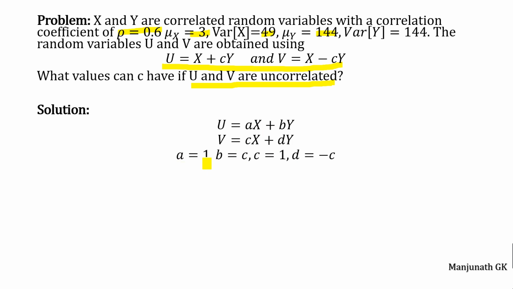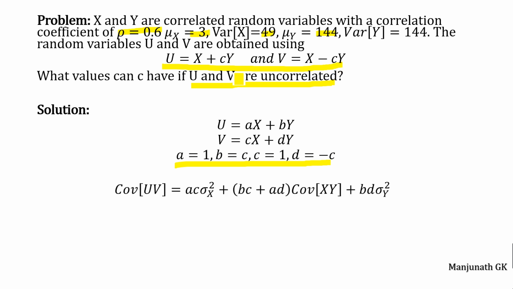In the place of a, it is 1. In the place of b, it is c. In the place of c, it is 1. In the place of d, it is minus c. Write all constant values very properly here. Don't get confused regarding this c. It is the value of c given in the problem. And it is very important here. This formula is sufficient to solve this problem.